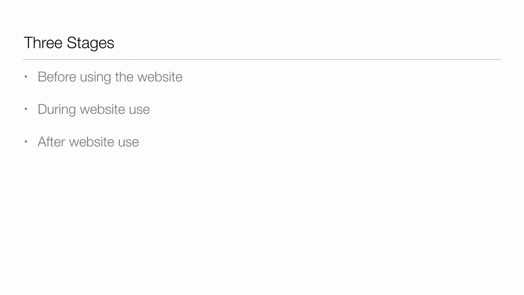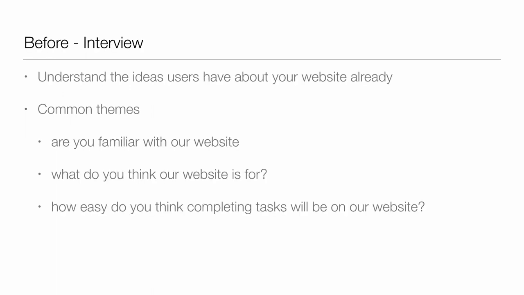So you are thinking about three basic stages of website or app use: before, during, or after. In the before stage, we would interview somebody, understand the ideas they have about the website already. Before they've been biased by your use, you're finding out what they're thinking about. Look at the common themes. Find out what websites they're familiar with. Find out what they want to do in the website. And then how easy they think the task will be. This is quite similar to ASQ.